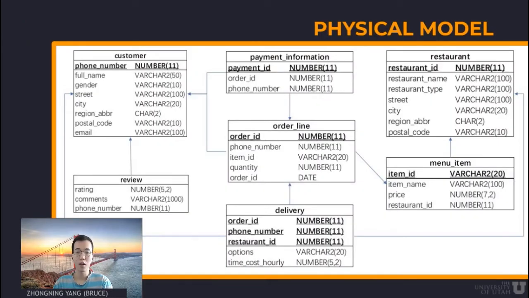My name is Zhongning Yang. I will illustrate our physical model. As you see, we made 7 main tables: customer, review, payment information, order line, delivery, restaurant, and menu item respectively.